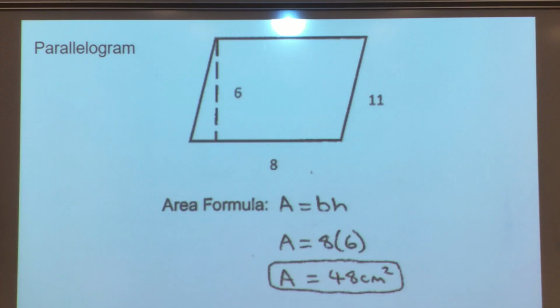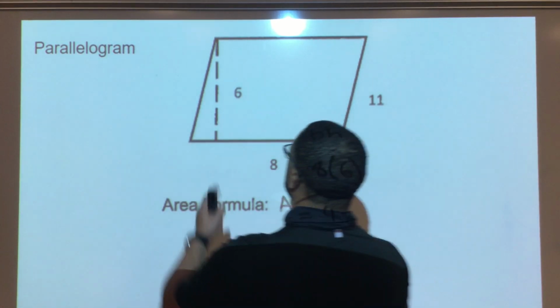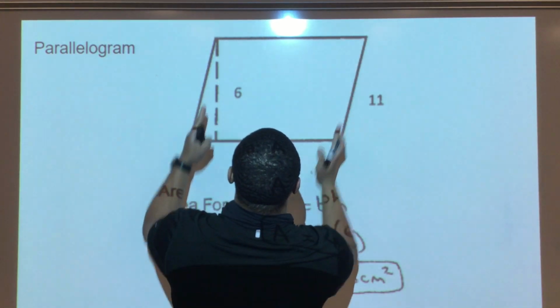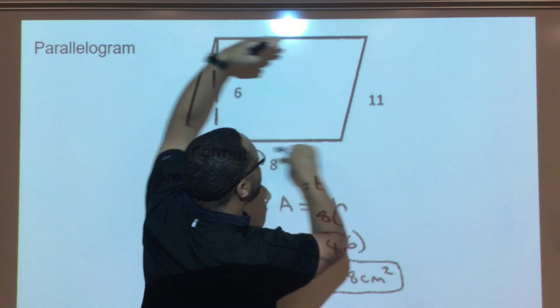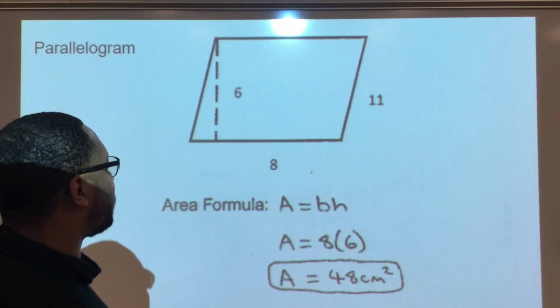Now we move to the parallelogram. The parallelogram has the same formula as the rectangle. It's area equals base times height. This is called a parallelogram because it has 2 sets of parallel lines. So these lines run this way parallel, they never intersect. These lines run this way parallel, they never intersect.